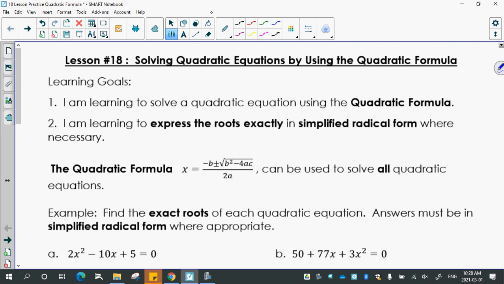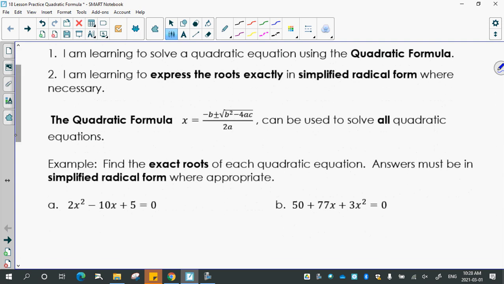So that was grade 10, we already learned how to do that, but we're adding on the step where we express the roots exactly in simplified radical form when necessary. So the quadratic formula is x equals negative b plus or minus the square root of b squared minus 4ac all over 2a. It can be used to solve all quadratic equations, and that comes from them being in this format.